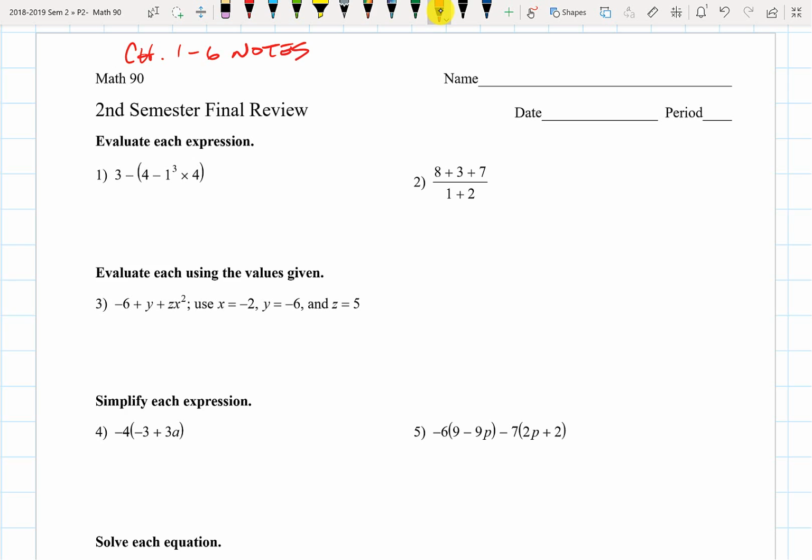So if you don't have those, and if you don't have a red pen for annotating all the key points here, then stop the video right now and get out your chapters 1 through 6 notes so you can use them effectively. And also get out a red pen here so you can put all your key points in red. All right, let's get started here.